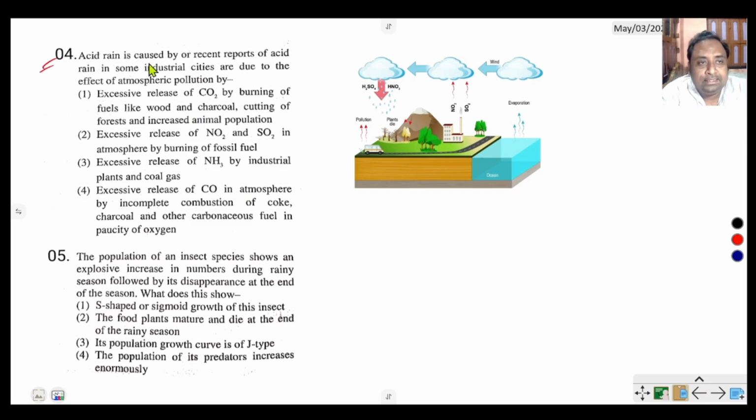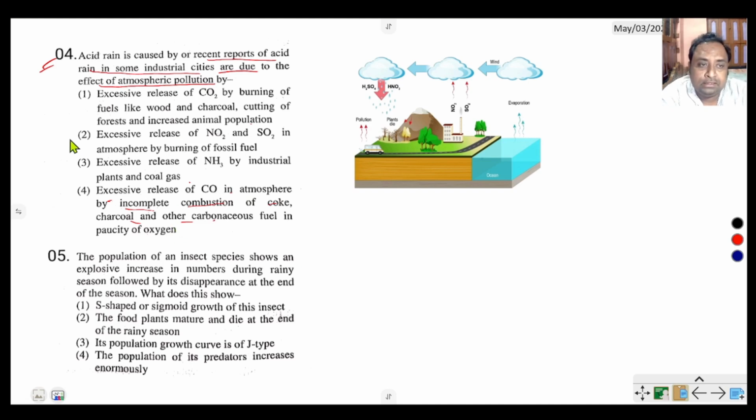Number 4. Acid rain is caused by recent reports of acid rain in some industrial cities due to the effect of atmospheric pollution by: excessive release of CO2 by burning of fuels like wood and charcoal, cutting of forests and increased animal population; number 2, excessive release of NO2 and SO2 in atmosphere by burning of fossil fuel; excessive release of NH3 by industrial plants and coal gas; excessive release of CO in atmosphere by incomplete combustion of coke, charcoal and other substances.